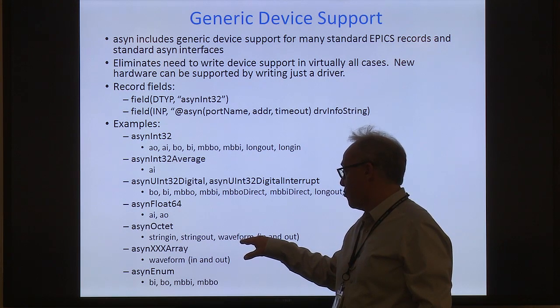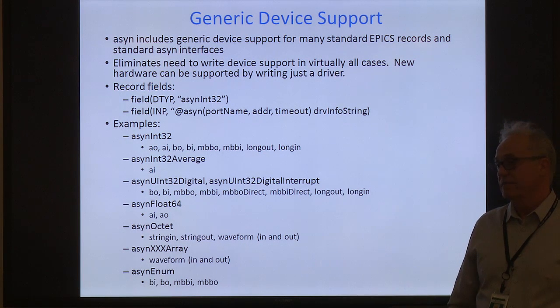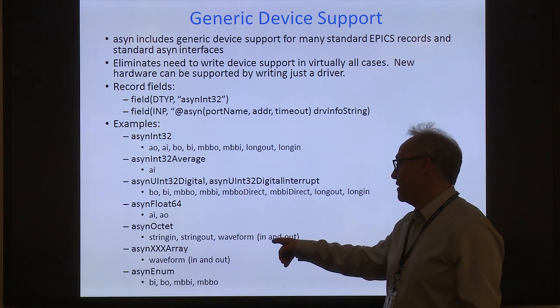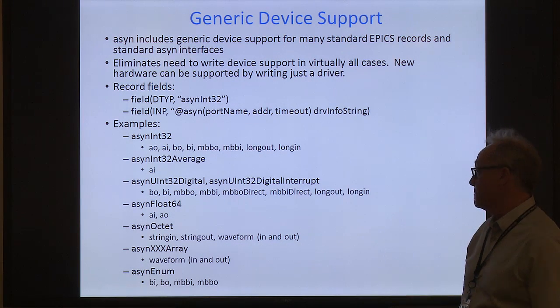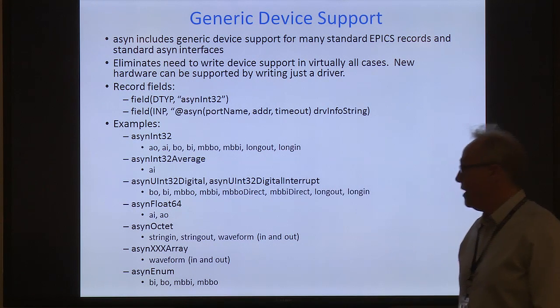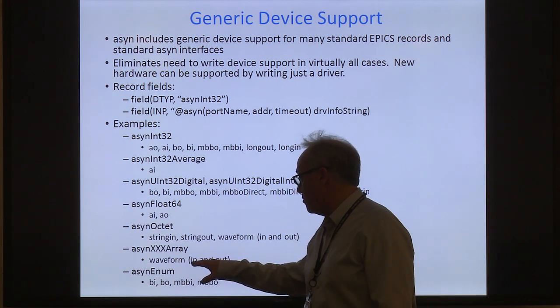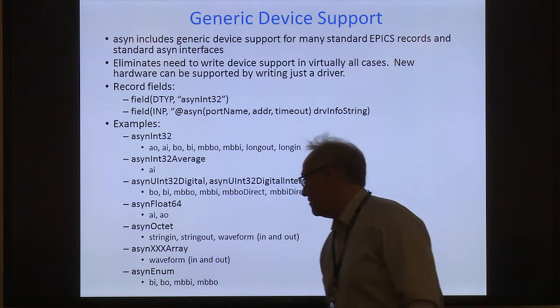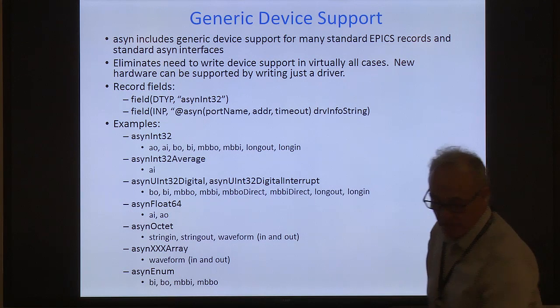But then there's support for waveform records, and waveform records can be used to read and write strings of any length. And so they're used a lot, for instance, in area detector. A lot of times we're using waveform records so we can have file names that are longer than 40 characters, whatever. There's support for all the arrays, 8, 16, 32-bit integers, 32 and 64-bit floats, for the waveform records, both in and out. And the enum interface supports these, BO, BI, MBBI, MBBO.